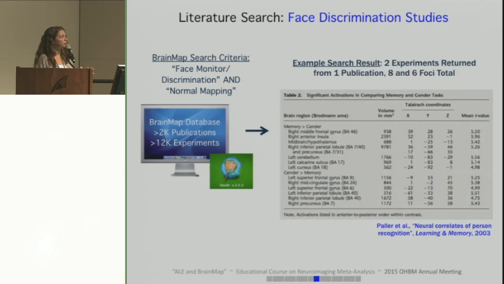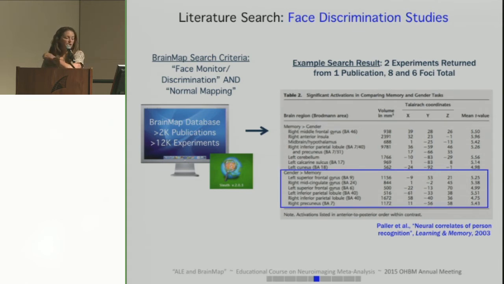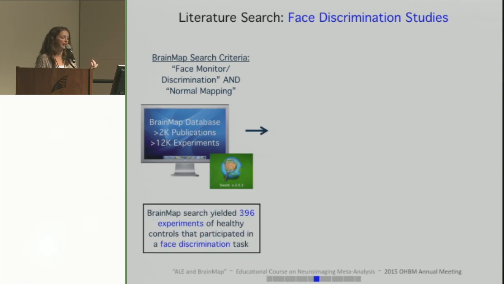So you use Sleuth, and it's going to find you a number of different papers. This is just an example of two different contrasts from one particular paper: memory greater than gender, gender greater than memory, from Ken Paller's study back in 2003. The important point, and Felix addressed this, is that you can do the search in BrainMap, but you're going to need to use Sleuth or some other means to filter your meta-analyses so that you're pooling contrasts that make sense to include in a meta-analysis.